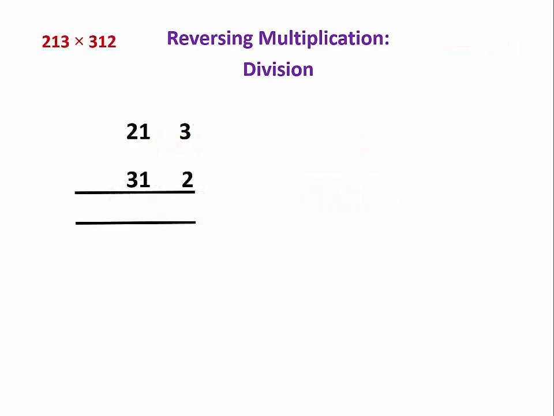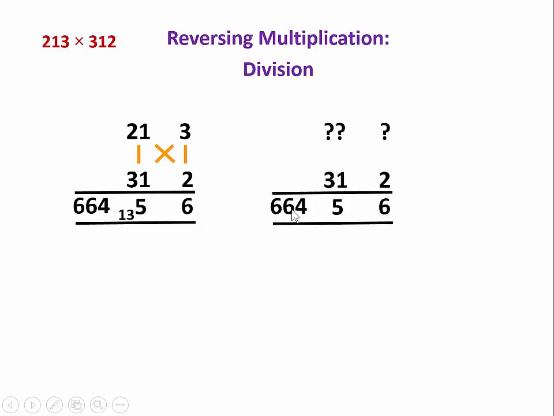Let's take another example. We had this earlier, 213 times 312, and we simply did it like this. 3 times 2 is 6, and then we get 42 and 93, which is 135, so we put down 5 and carry 13. And then vertically here we had 21 times 31 is 651, and with the 13 we get 664. So the question is, suppose you want to reverse this and divide 66456 by 312, what is the other number?